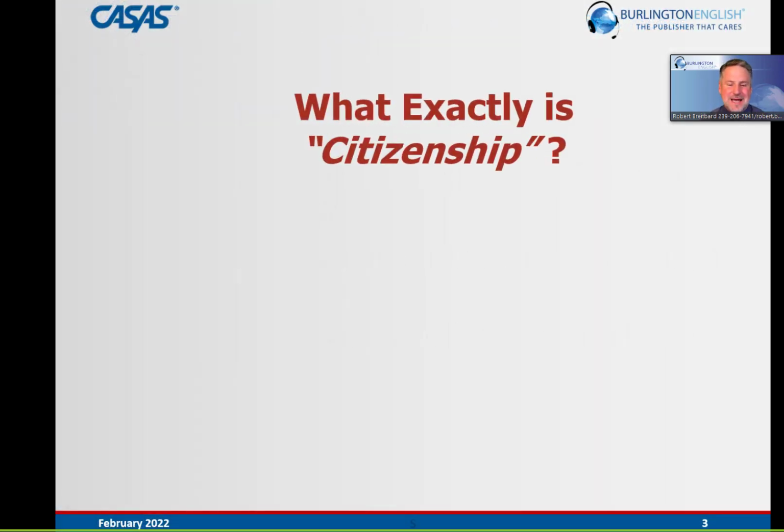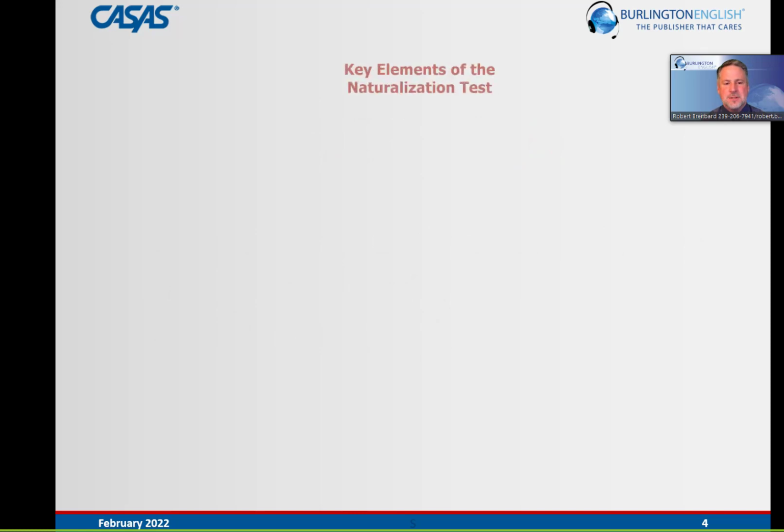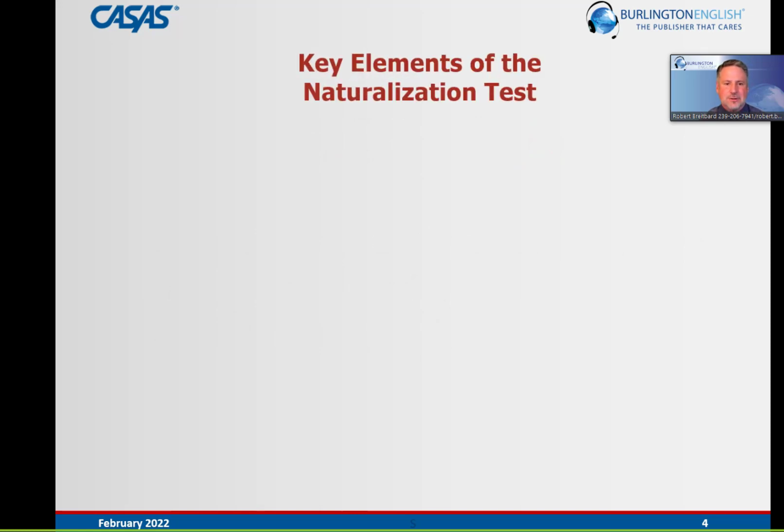So what exactly is citizenship? Well, citizenship, as many dictionaries say, can be formally defined as simply the legal relationship between an individual and the state and the government, if you will. So for our purposes, that's going to be the topic of citizenship as we're going to look at it today, and as we can most help our students in this area of citizenship. So it's going to help if we first take a look at key elements of citizenship.